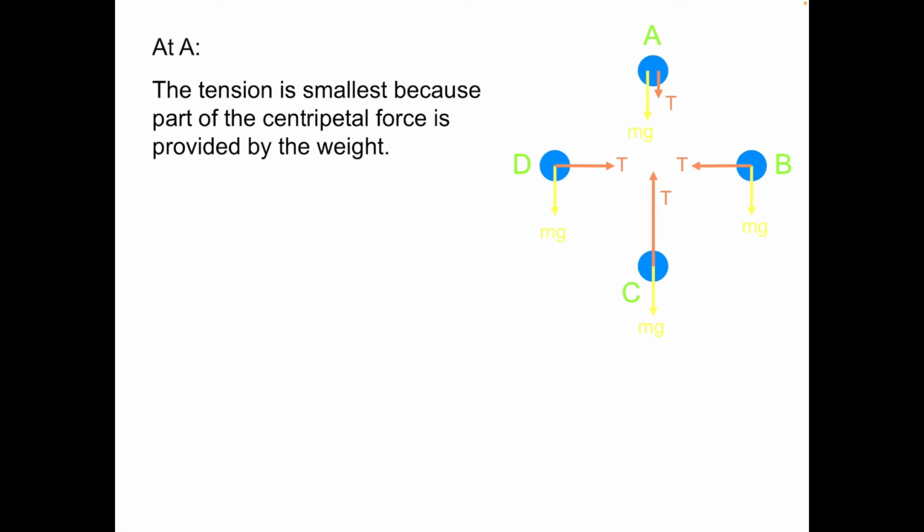At point A, the tension is the smallest because part of the centripetal force is caused by the weight also. So at A, our centripetal force, mv squared over r, equals our weight plus the tension.